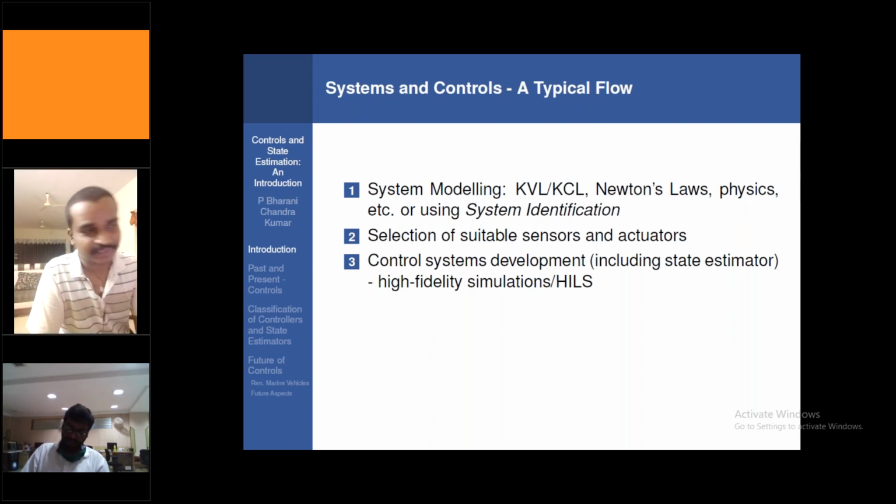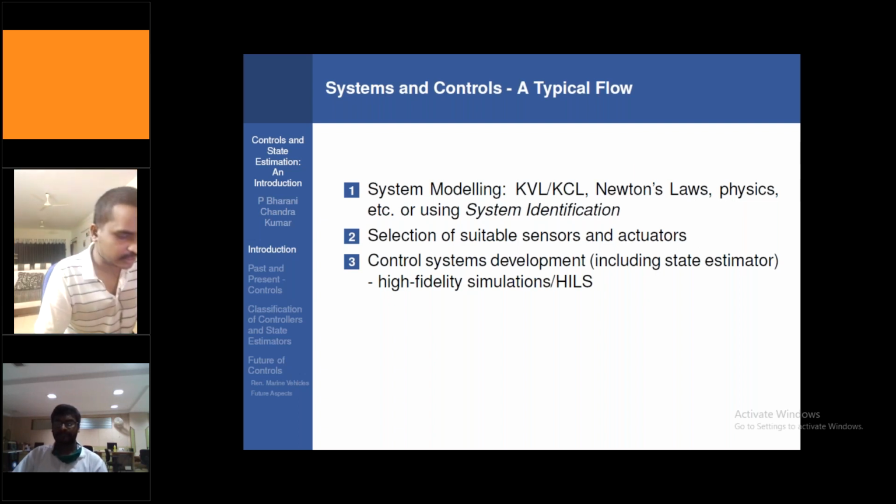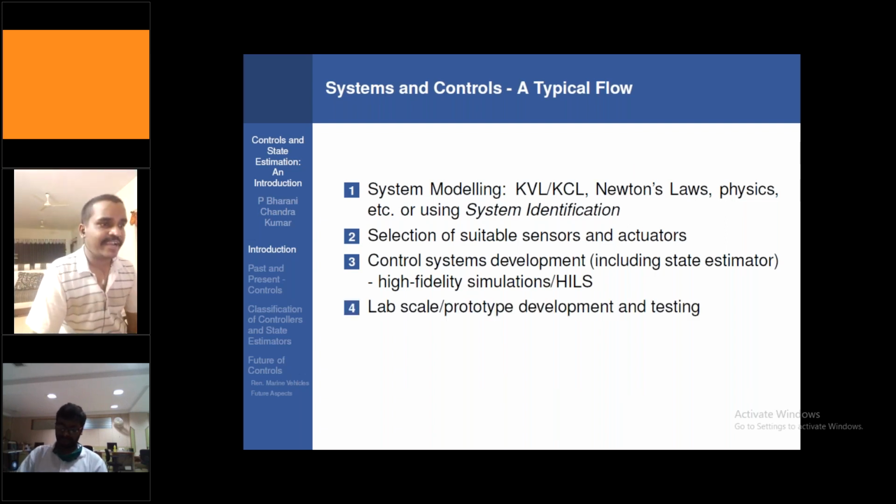Suppose it is in MATLAB or something, and the remaining interfacing, the real sensors and actuators, can be interconnected with the model which is in the MATLAB to the dSPACE or OpalRT. There are many other such RTDS tools available. And once you get a good response in the HILS as well, then they will do the lab scale or prototype development. The lab scale means miniaturized version.